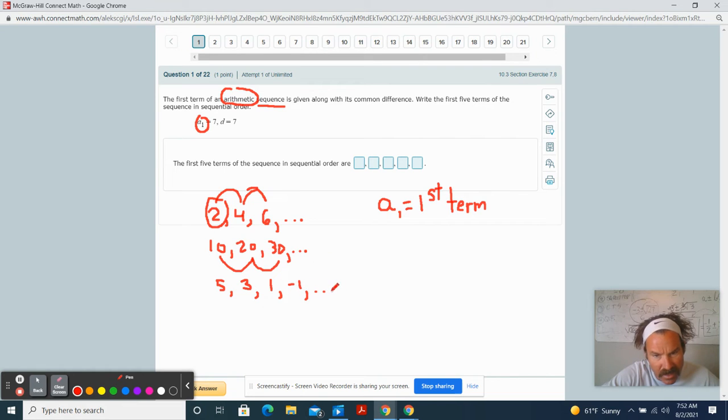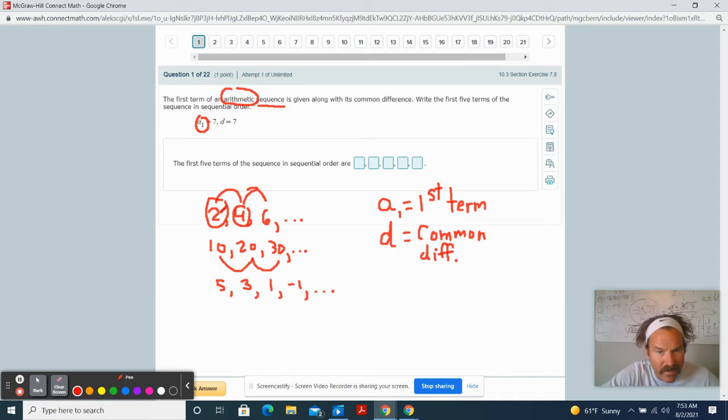So what we have here is a gap in between the first and the second term, and that gap is called the common difference. It's the difference between the second term and the first term. So d is called the common difference. Common because it's the same for all numbers. Common difference.